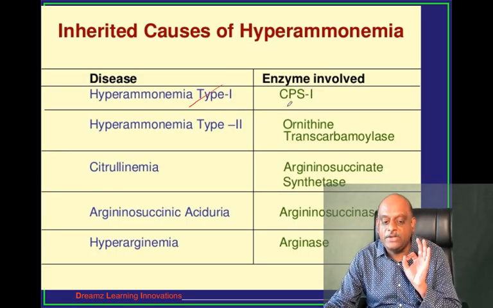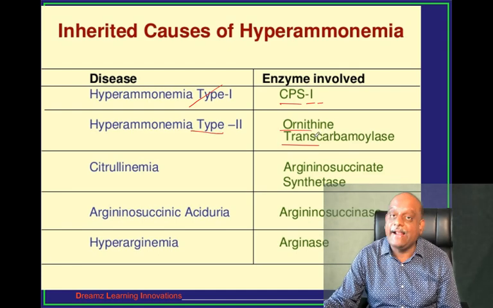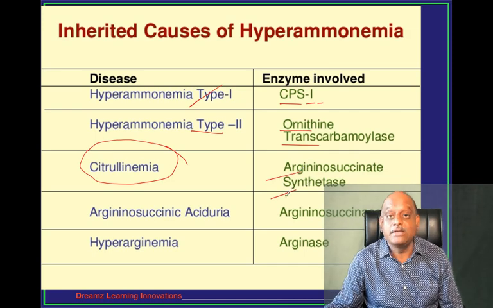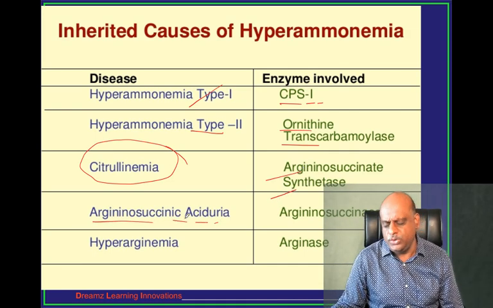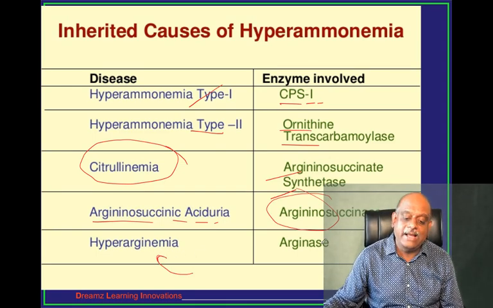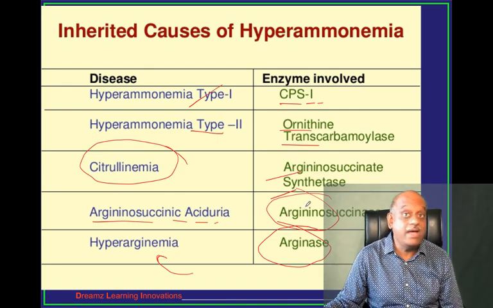Hyperammonemia type 1 is carbamyl phosphate synthase 1. Type 2 is ornithine transcarbamylase. Citrullinemia is because of the arginosuccinate synthetase deficiency. Arginosuccinic aciduria is because of the arginosuccinase deficiency. Hyperargininemia is because of the arginase deficiency. Be very sure. Very sure.